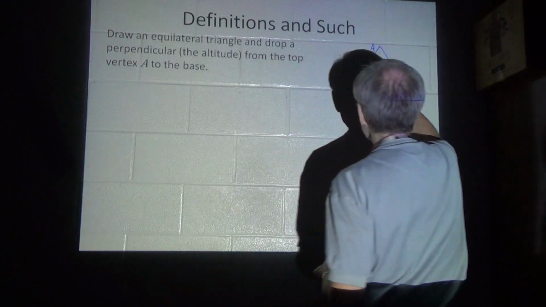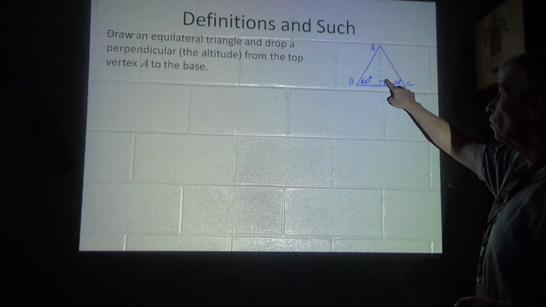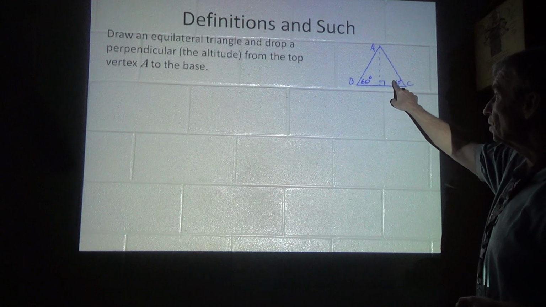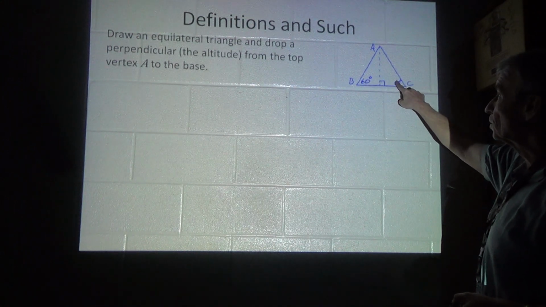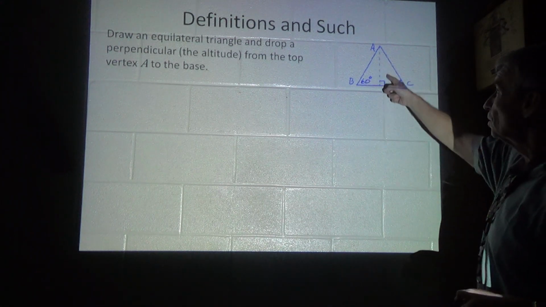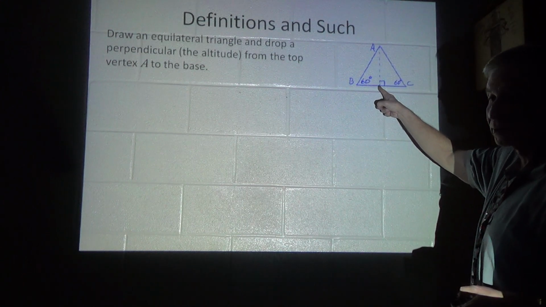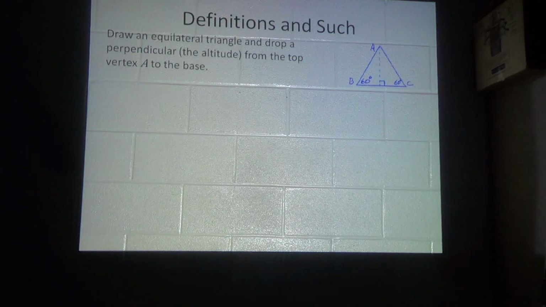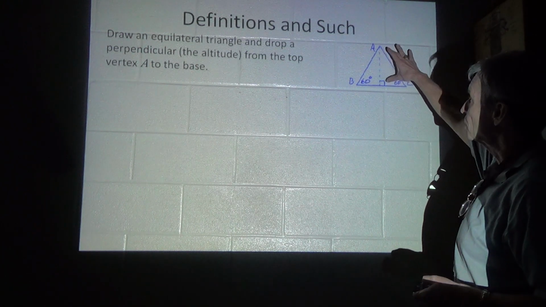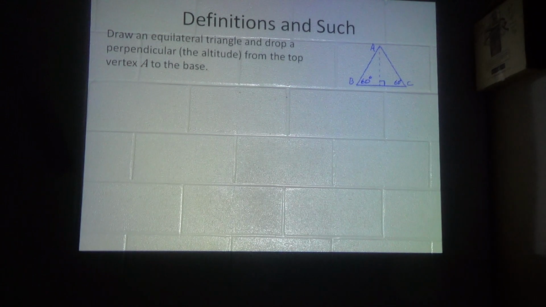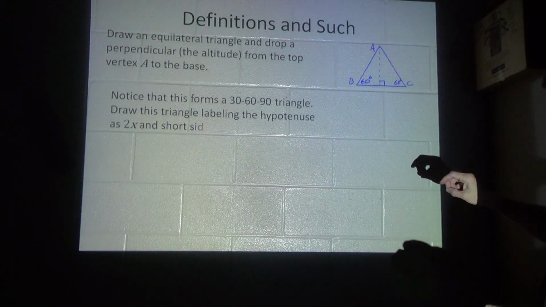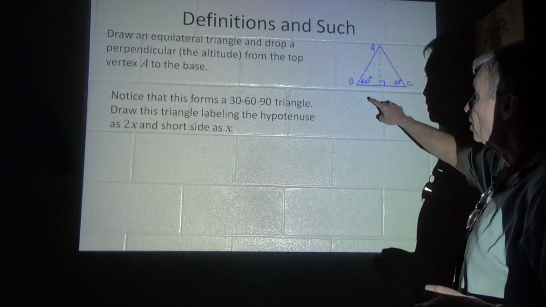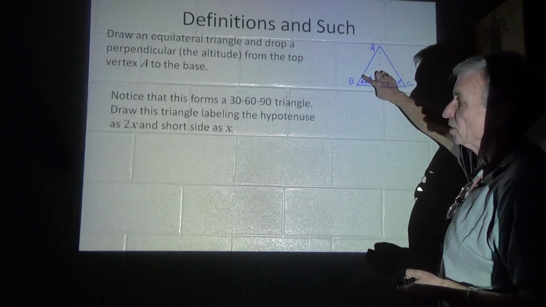So you start out with an equilateral triangle. As we've noted before, an equilateral triangle is also equiangular, so there's 60 degrees in each one of these big angles. When you drop the altitude in an equilateral triangle, this bisects this angle up here, which cuts it into two 30-degree angles. So each one of these small triangles is a 30, 60, 90 right triangle. That's what they're saying right here. So we're going to label the hypotenuse, which is one of these sides, as 2x.